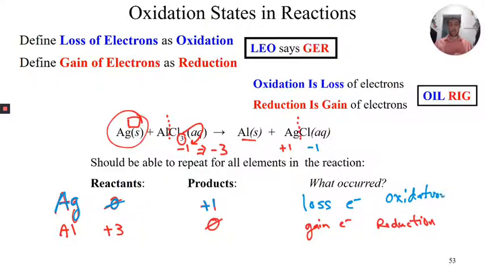What happened to the chloride in the course of the reaction? Well, go through and take a look at it. Chlorine started at a -1, ended at a -1, nothing happened to it. It really wasn't involved in the chemical reaction at all. Our chemical reaction was centered on the silver and the aluminum.